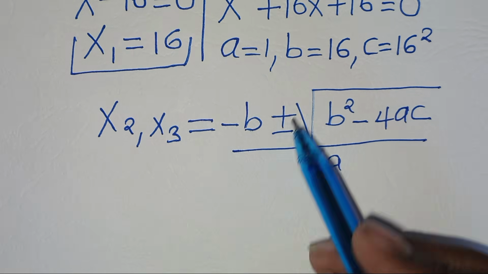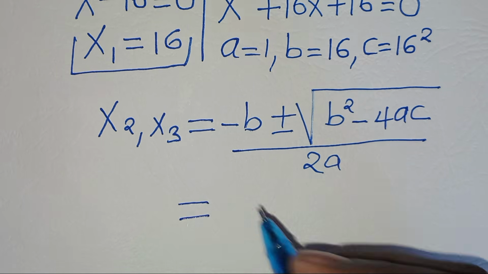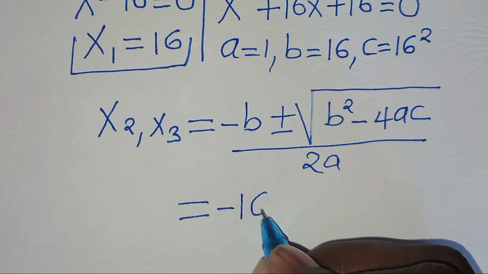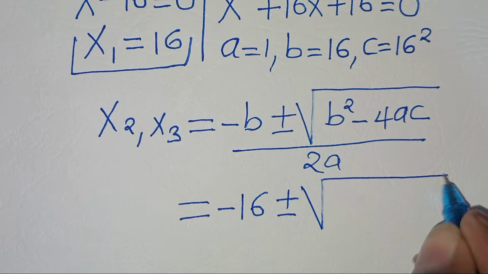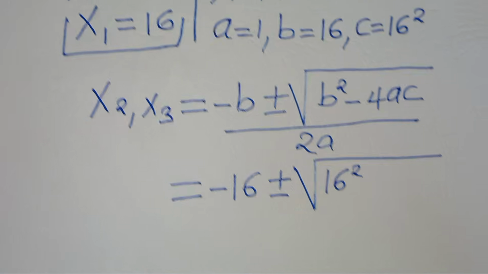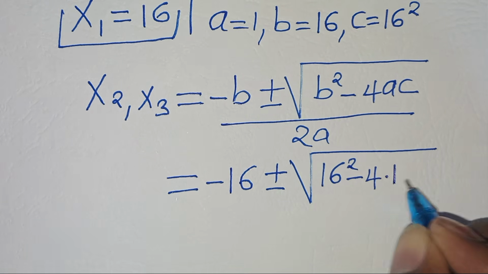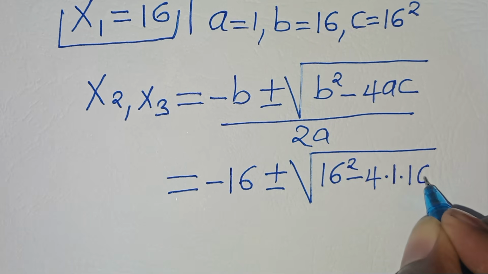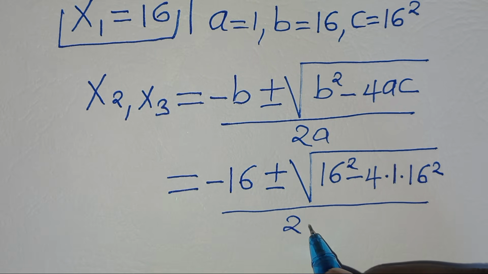So let's substitute the values of a, b, and c into this formula here, so that we have negative 16 plus or minus the square root of 16 raised to the power of 2, minus 4, multiplying by a, which is 1, then multiplying by c, which is 16 to the power of 2. Everything here divided by 2 times 1.